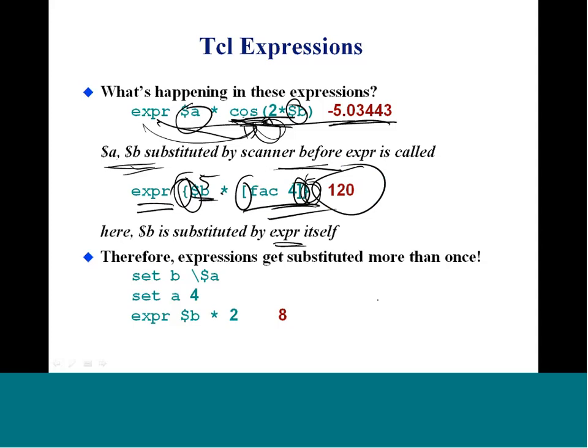So here is one example, set B to backslash $A, and then set A to 4, and then expr $B times 2. Now you can see that the B gets first substituted with this A, and then it looks at the A, and the A also needs to be substituted, so it is actually 4 times 2 equals 8.